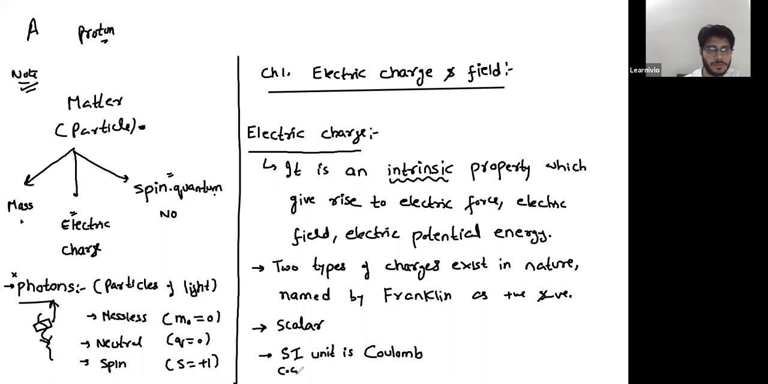What about CGS unit? SI unit is Coulomb, right? What about the CGS unit? CGS unit is stat Coulomb. You can even write this as stat Coulomb. Or the CGS unit is also known as electrostatic unit, ESU. So SI unit is Coulomb, or its CGS unit is stat Coulomb or electrostatic unit, that you can write as ESU. Just note it down and let me know when you're done.